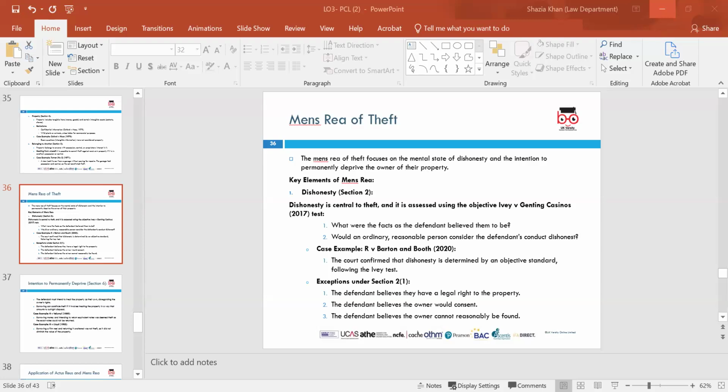It's important to remember that in many cases, the issue of dishonesty will be clear. Section 2 subsection 1 of the Theft Act will have no relevance in the majority of cases, and the Ivey test will not be used in every case to determine dishonesty, as it should only be used if the jury needs guidance. If dishonesty is apparent from the facts of the case, there's no need for the test.